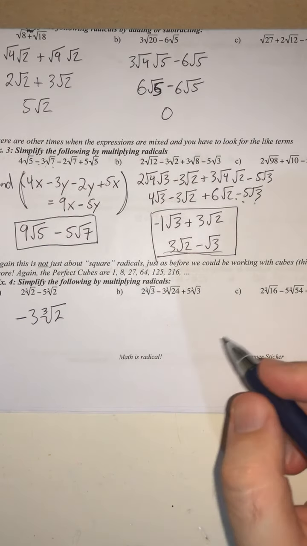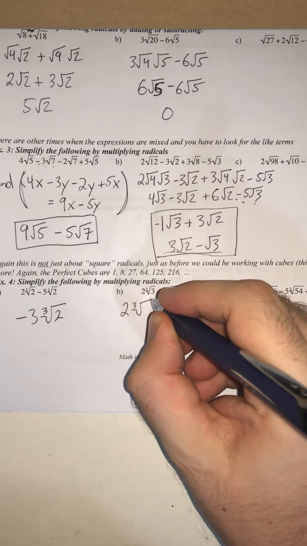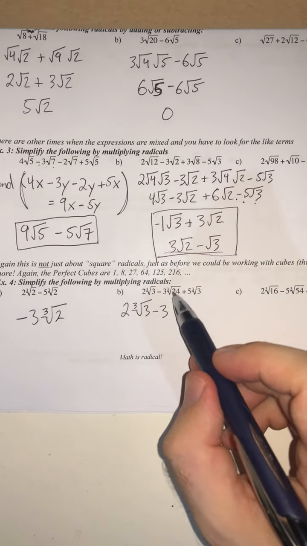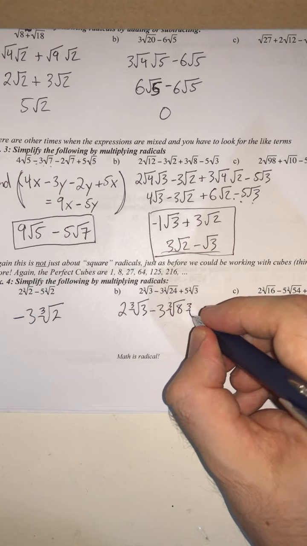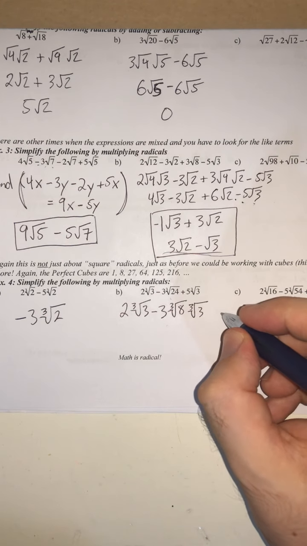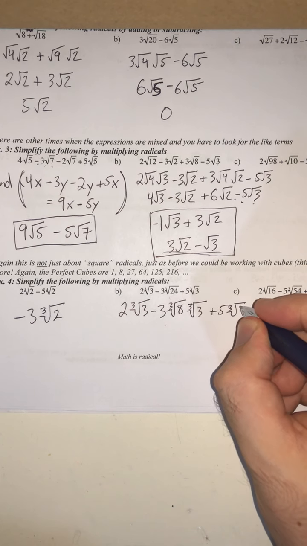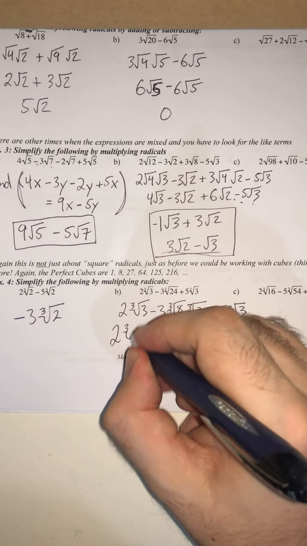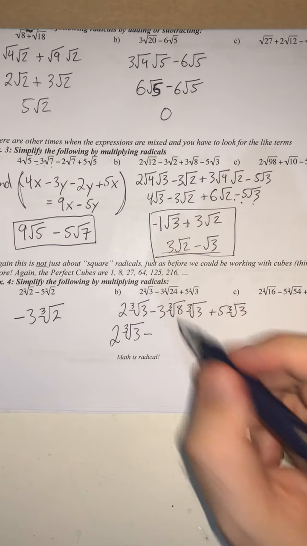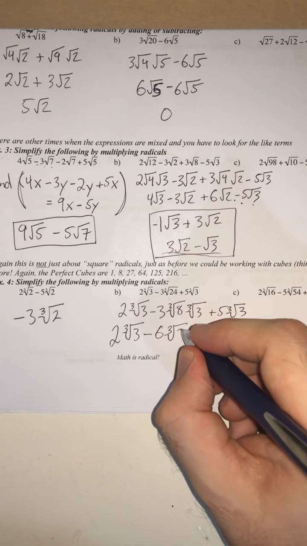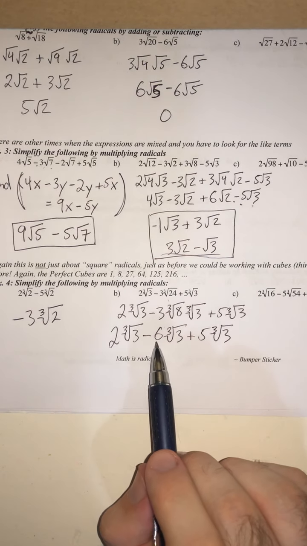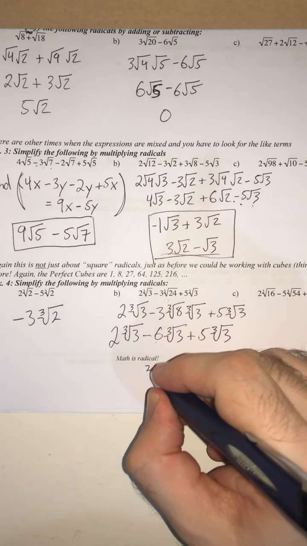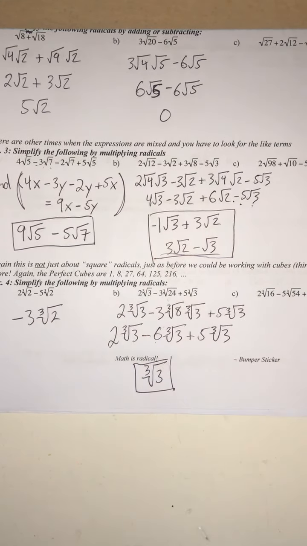Again, you can also simplify. So 2 cube root of 3 minus 3, I can take out 8 from here. So cube root of 8 times cube root of 3 plus 5 cube root 3. This gives me 2 cube root 3 minus 3 times 2, so minus 6 cube root 3 plus 5 cube root 3. 2 minus 6 is minus 4, plus 5 is 1, so the answer is cube root of 3. That is that. That is adding and subtracting.